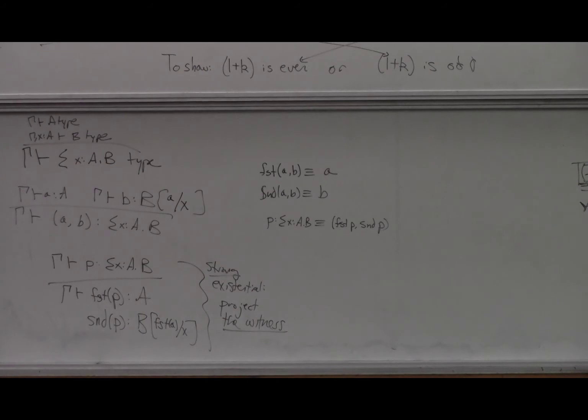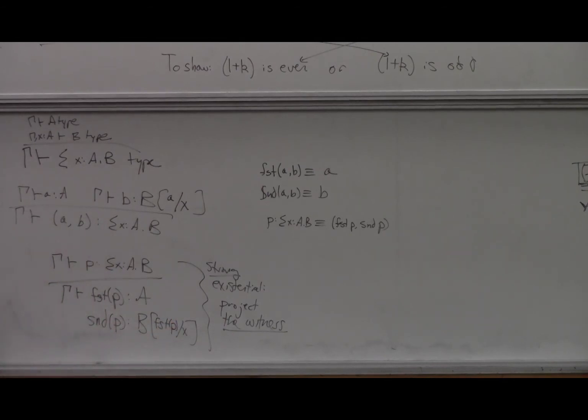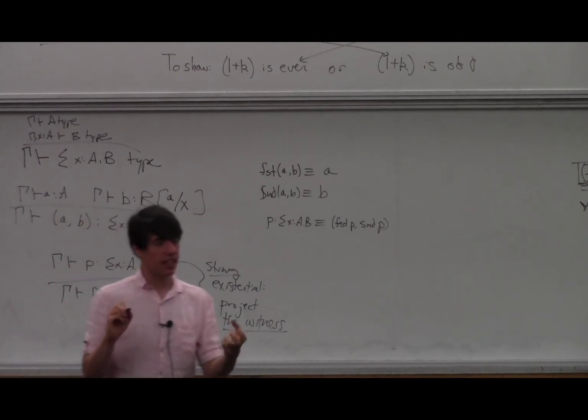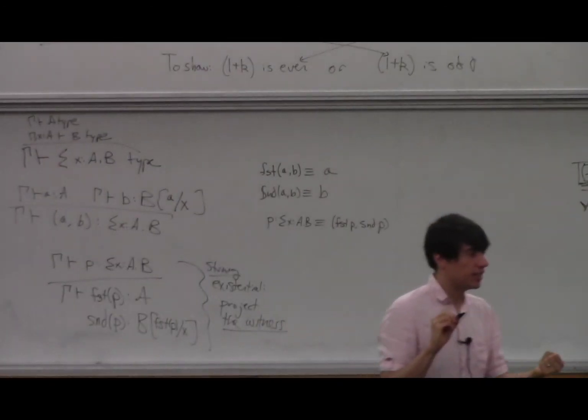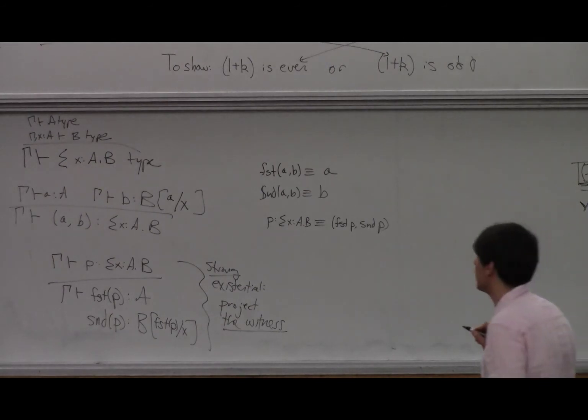What's that say in the substitution for the sigma? Yeah, first of A. Or sorry, first of P. Yeah. Sorry. Typo. Right, so if P is a proof of a sigma, then the witness is the first of P. And what you know is that B holds for the first of P. Okay?